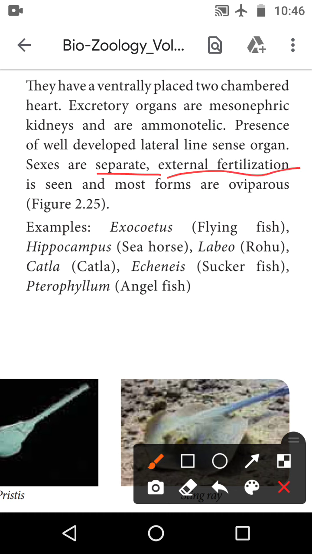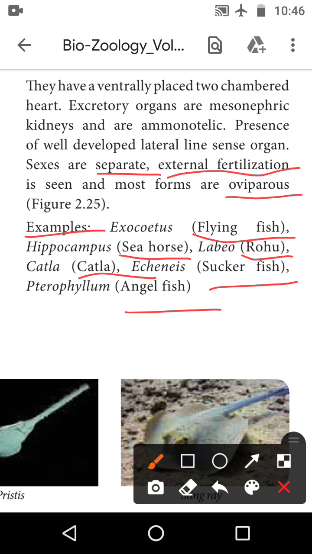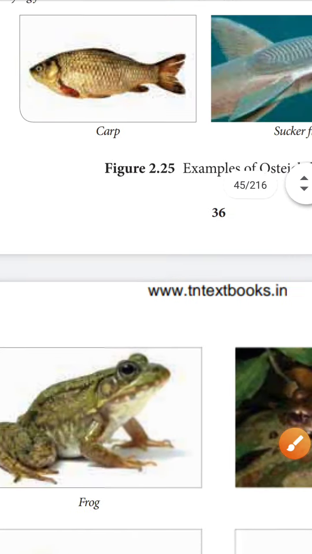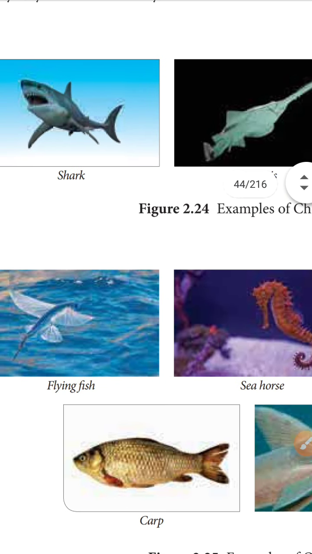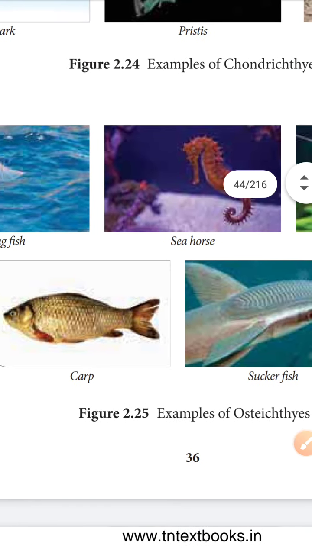External fertilization means the fusion of the male gamete and female gamete. What is the type of fertilization? It is external, outside the body. It is seen in most forms that are oviparous. Oviparous means egg laying. What are the examples of these fishes? The flying fish, seahorse, rohu, catla, sucker fish and angelfish. So these are the examples of Osteichthyes.